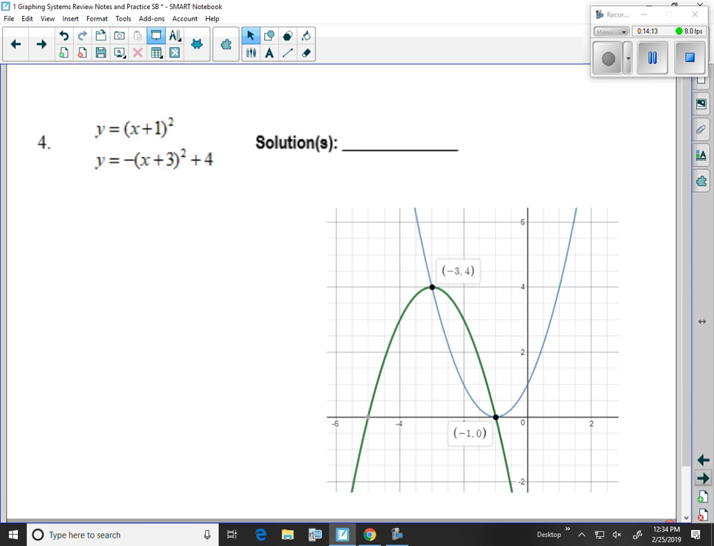Okay, we should be getting something that looks like this. Are you getting the intersection points of negative 3, 4, and negative 1, 0? Okay, so again, scroll out enough to make sure that you can find all of those intersection points. Don't necessarily trust Desmos to just give it to you visually where it's at. Sometimes you've got to move that graph around. So you should get those points: negative 3, 4, and negative 1, 0.